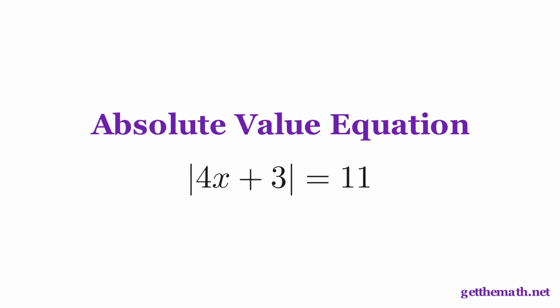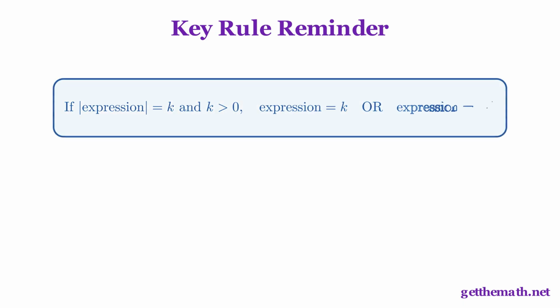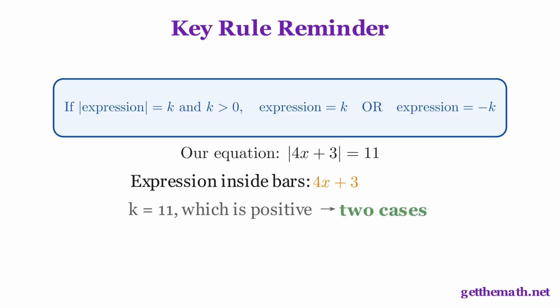Let's start with a quick reminder of the key rule. If the absolute value of some expression equals a positive number k, then that expression equals k, or that expression equals negative k. We always get two cases.